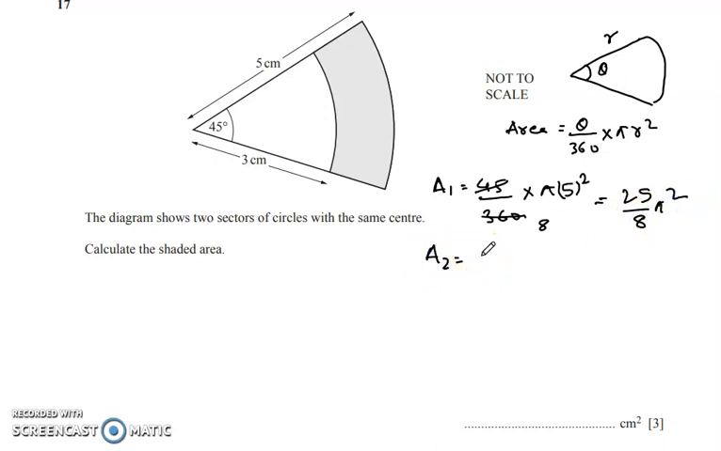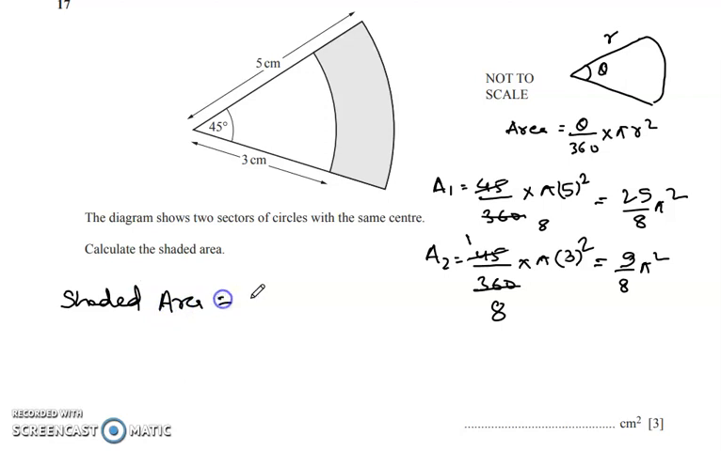Now second, A2, a similar case, so we'll write here 45 upon 360 into pi 3 whole square. So 45, again I can cancel like this. This is 8. So 9 upon 8 pi is A2. Now the required area, the shaded area.